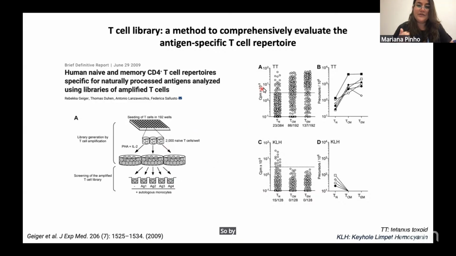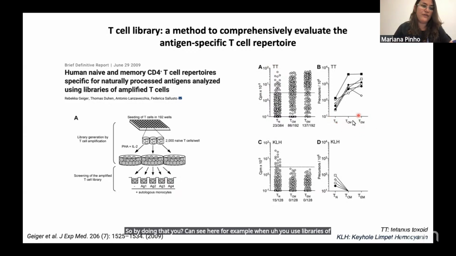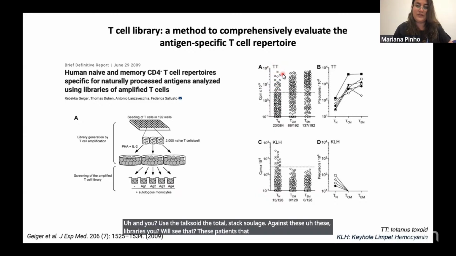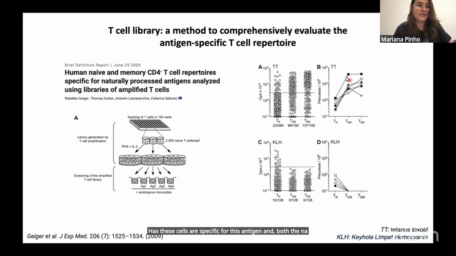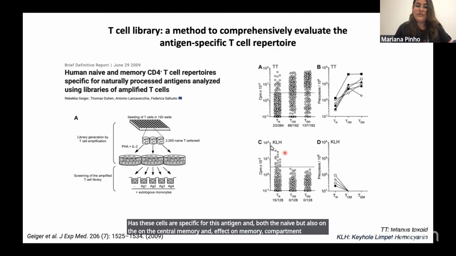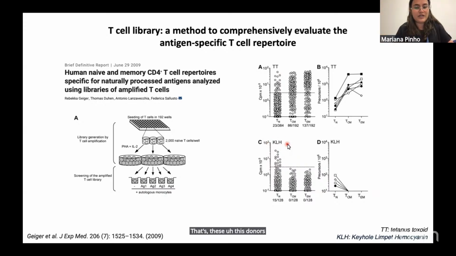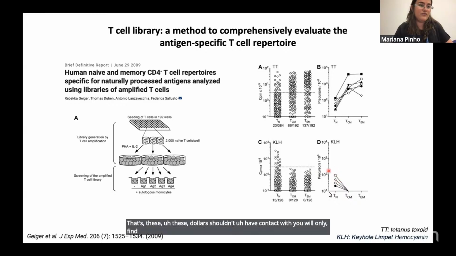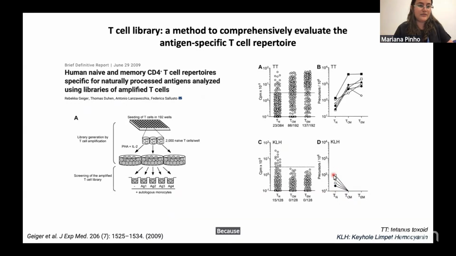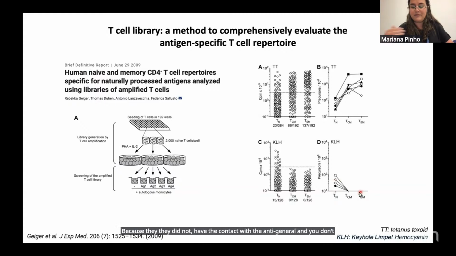By doing that, you can see here, for example, when you use libraries of naive, central memory and effector memory cells, and you use the tetanus toxoid against these libraries, you will see that patients who already had contact with this antigen have T cells that are specific for this antigen in the naive, but also in the central memory and effector memory compartments. While if you use another antigen that this donor shouldn't have had contact with, you will only find T cells in the naive compartment, because they did not have contact with the antigen, and you don't have any memory cells.